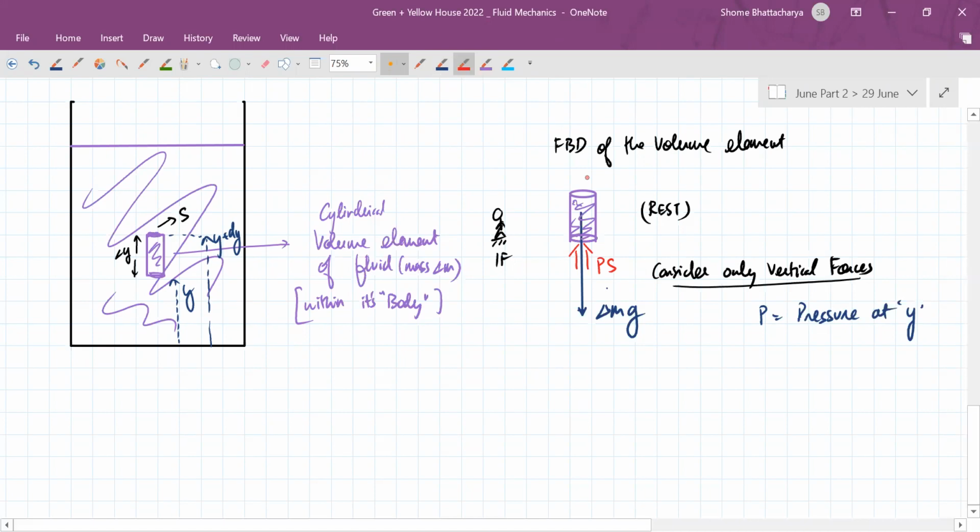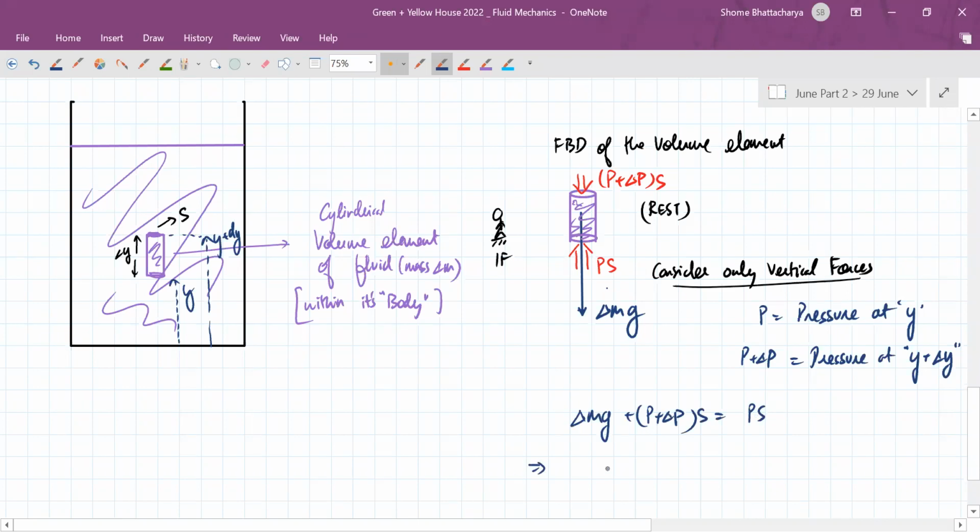Then there should also be some force because of pressure acting on the upper surface. Let's write that as P plus delta P into S, because P plus delta P is the pressure at y plus delta y. Pressure is varying with the y coordinate, so if I change the y coordinate by delta y, the pressure should also change by delta P. Now consider the vertical equilibrium. It's at rest, so the net force should be 0. The net downward force should be balanced by the upward force.